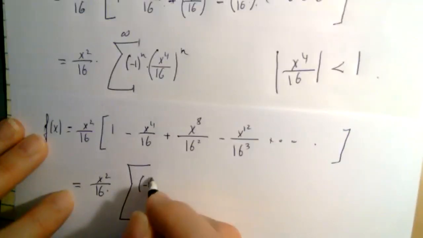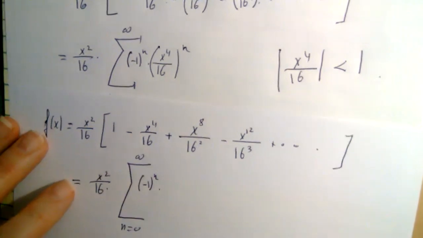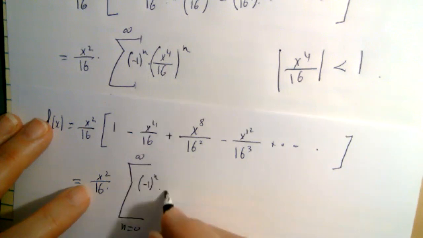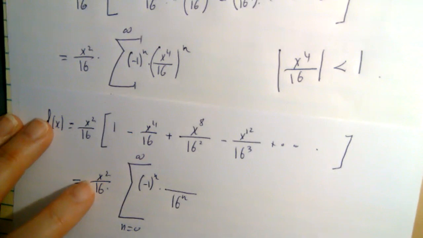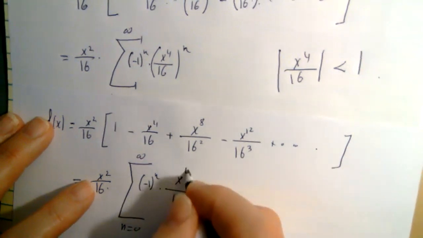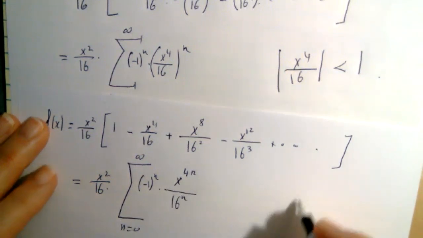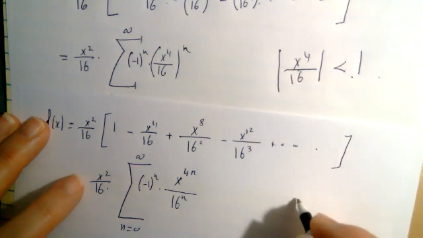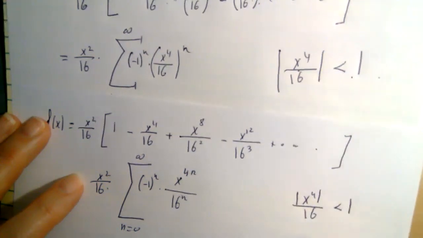of minus 1 to the n, with n starting at 0 to infinity, and x^4 over 16, it means 16 to the power n in here, x^4 to the n. Remember we multiply the power, it means 4 times n. And this holds when this is satisfied, it means x^4 over 16 less than 1.